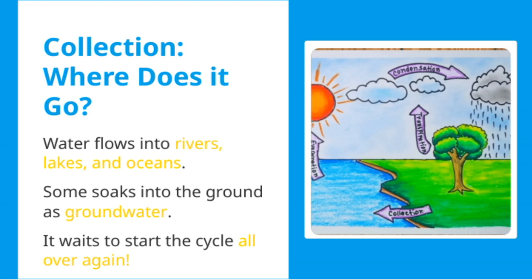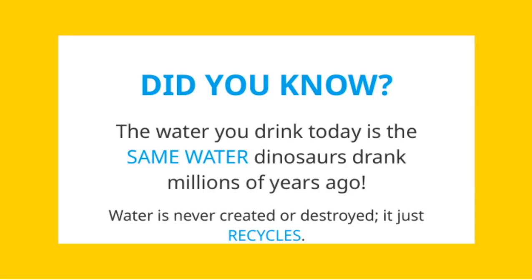This interconnected system keeps water circulating, supporting life everywhere. Water is never created or destroyed. It just recycles. This means that the same molecules of water are moving through our planet's systems all the time. When you drink a glass of water today, you're actually drinking the same water that dinosaurs once drank millions of years ago. Isn't that incredible? It really highlights how interconnected everything is on Earth. Did you know that this recycling process is what keeps water available for all living things? It's a perfect example of nature's incredible ability to reuse and sustain itself over millions of years.